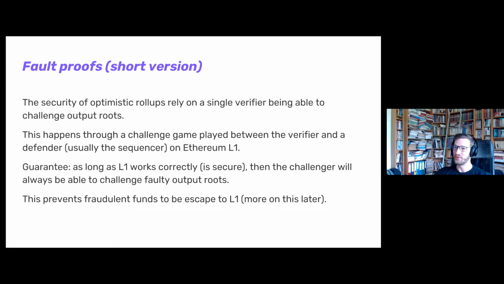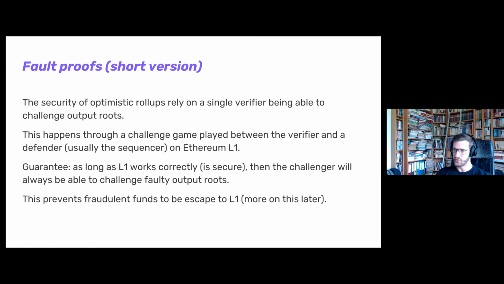Okay, so the short version about the fault proofs. One point I will make repeatedly is that the security of optimistic rollup relies on there being a single verifier that is honest. So you only need one of them. This is a very different security assumption from the rest, but we'll come back to that.